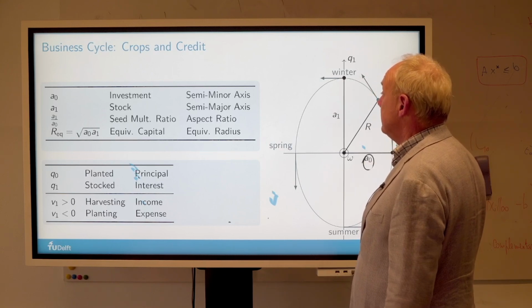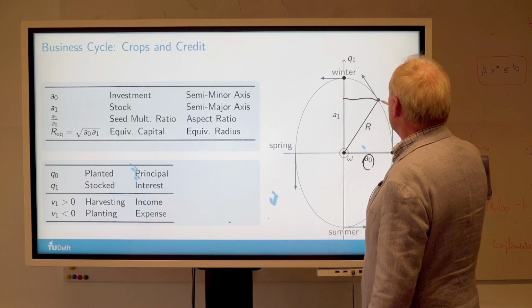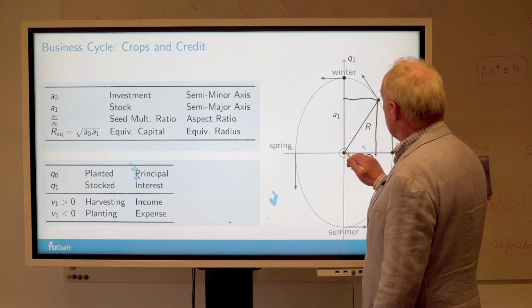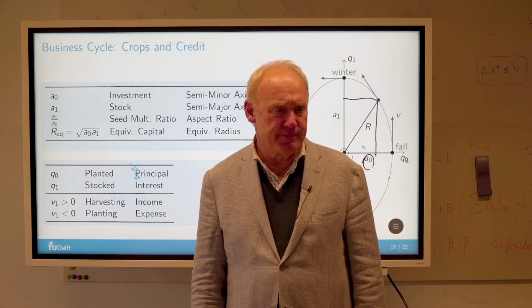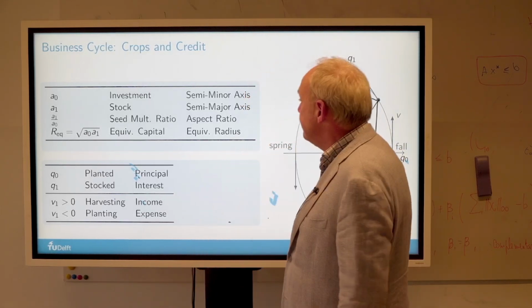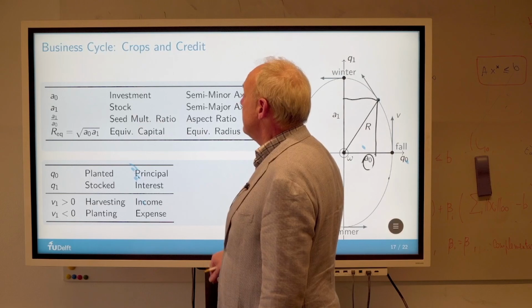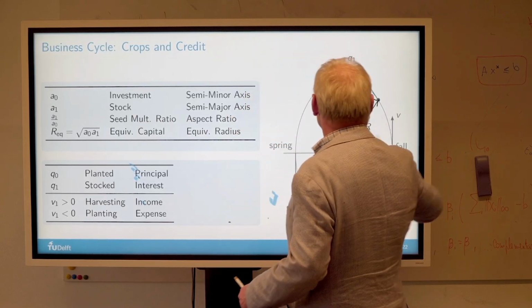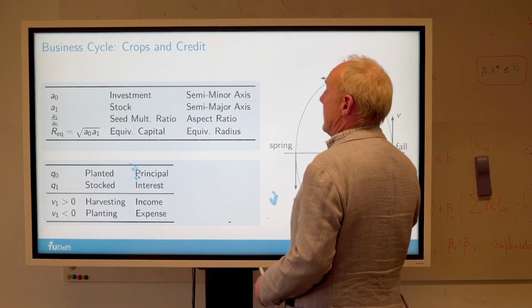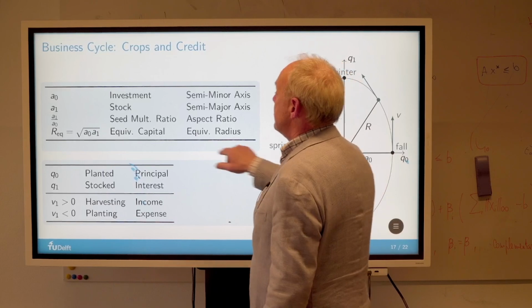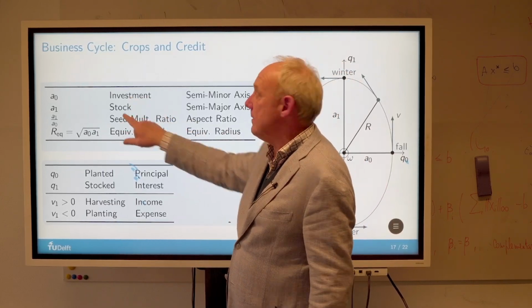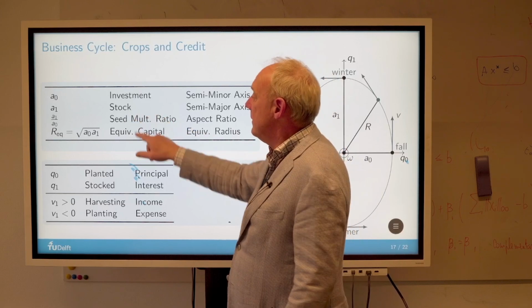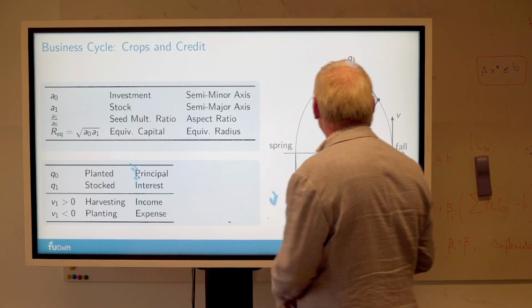So you can see how much you have in stock and how much you invested, is stuck in the land, huh? All right. That's this and this. They correspond to these. So the maximal amount you have to invest is this, so that's what you have to plant. And this is your maximum stock amount. Now you can find out what this R is.